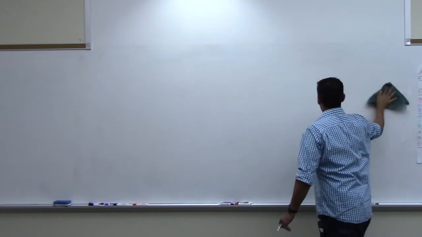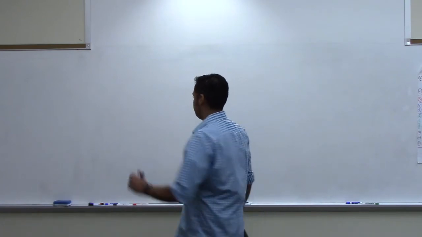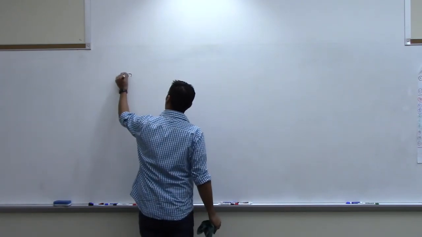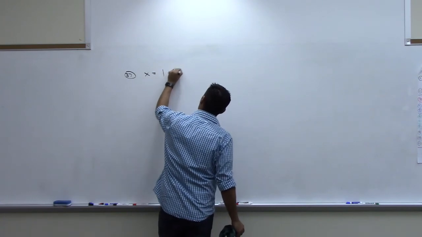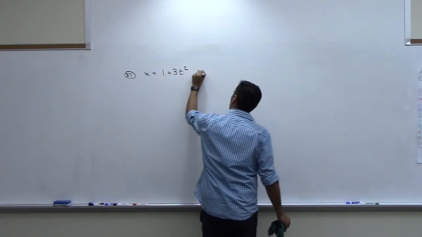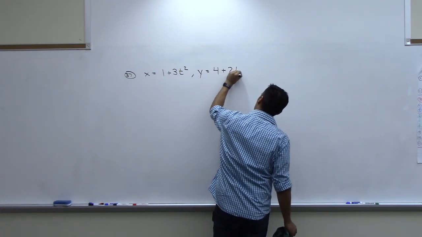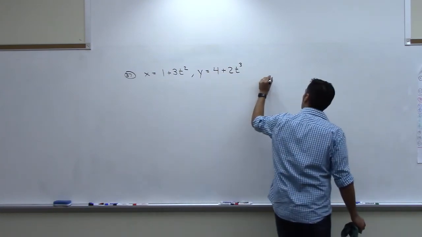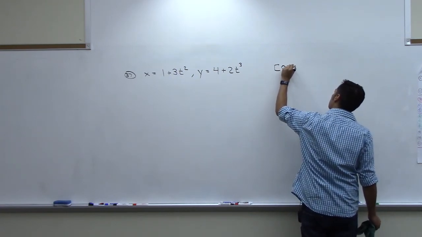37, they give us: find the exact length of the curve, the arc length. x is 1 plus 3t squared, and y is 4 plus 2t cubed, and our boundaries are 0 is less than or equal to t, which is less than or equal to 1.